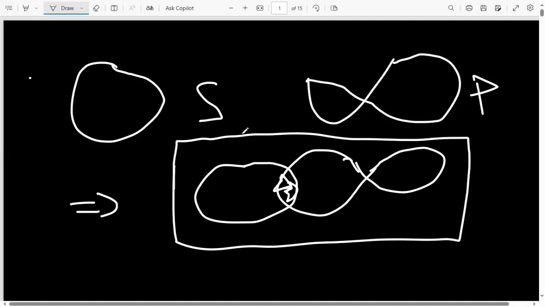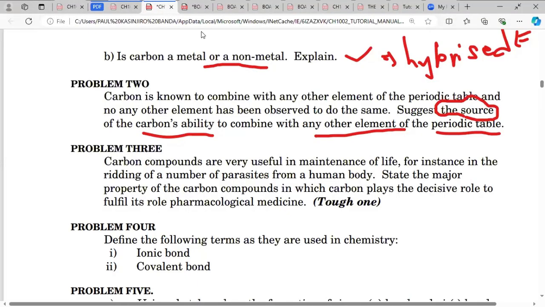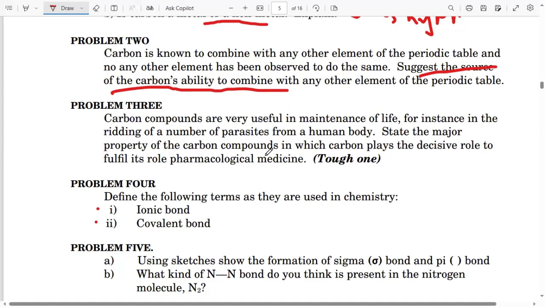So that's the source of carbon's ability to combine with any other element on the periodic table. It's because of the stable hybridized orbitals that it forms when it's in the excited state. So that's the reason there. And then, question 3 now.